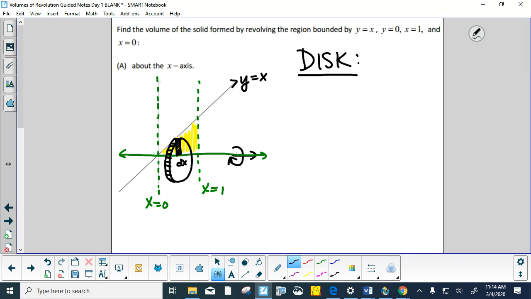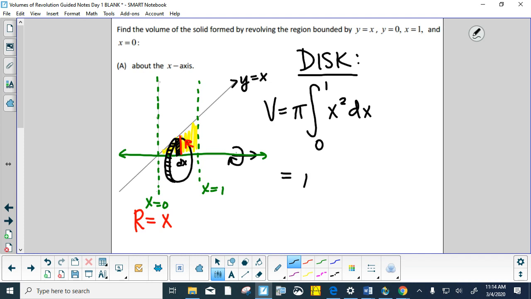It's a disk. So how do we set up the integral? V equals pi times the integral from, well, what is x going from and to? 0 to 1 of, well, I like to also say, what is r? That's r, isn't it? It's just x. So it's pi r squared h, so this is going to be x squared dx.